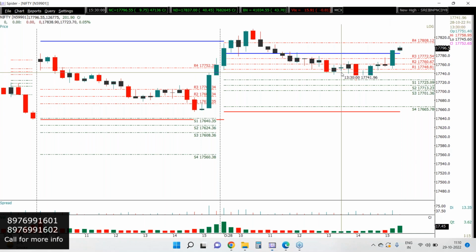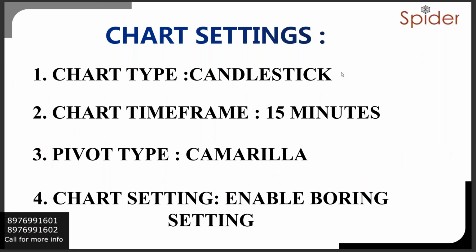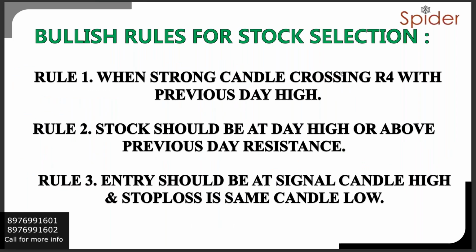Here I'll show you the actual setup which I follow. You can see these are the rules. First, we'll only go long when a candle is crossing R4, which means the resistance 4, but together with the previous day high. If a candle is crossing the previous day high with R4, then you can expect a bullish move. So this is point one.